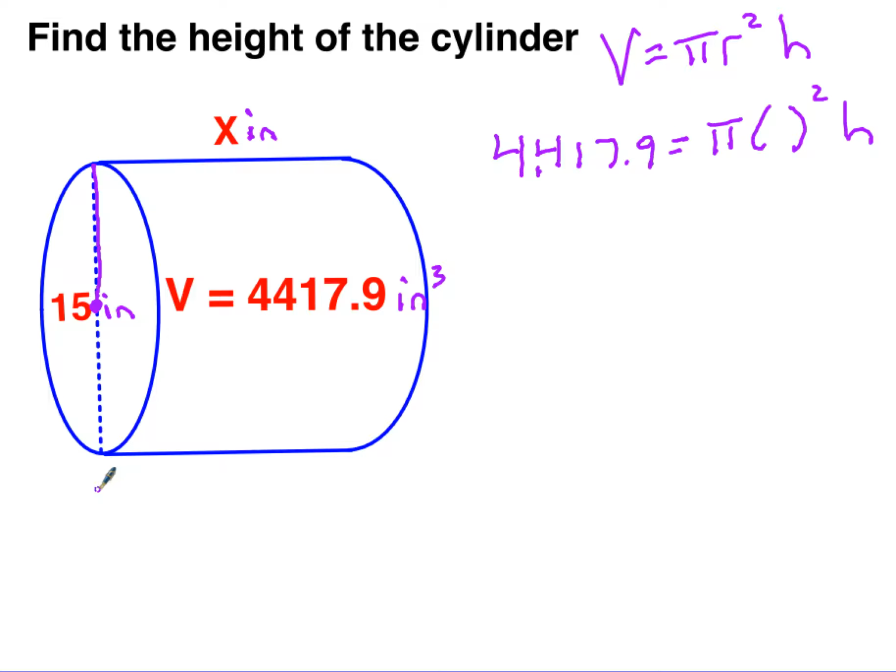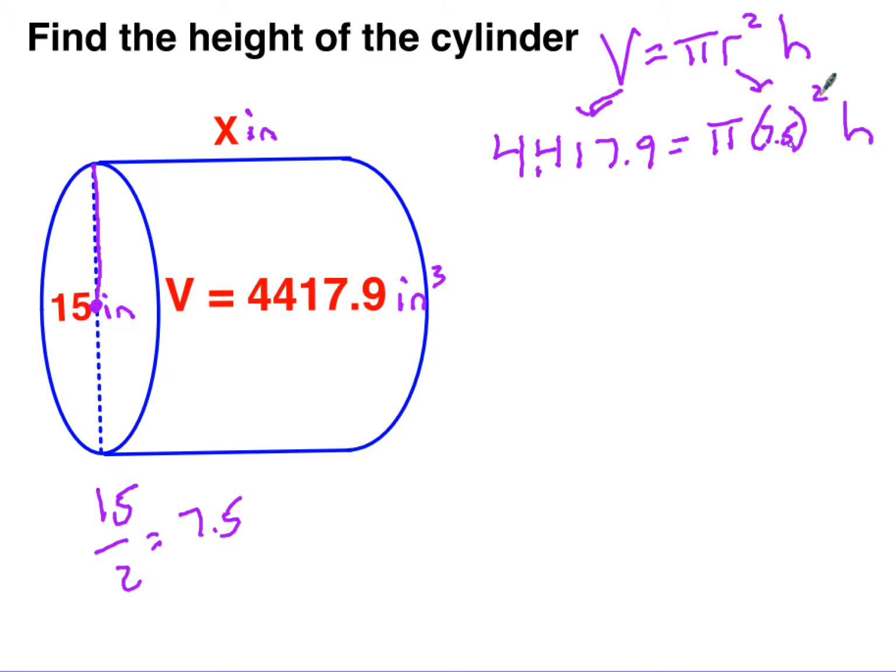So I've got to figure out what is half of 15. I can just plug that in my calculator, because that's 15 divided by 2. And that's going to give me 7.5. 7.5 squared. So here is my equation. The most important piece, you guys, is setting this up properly. If I were to plug in 15 here, obviously I'm going to be completely wrong. So we've got to make sure we have our radius.